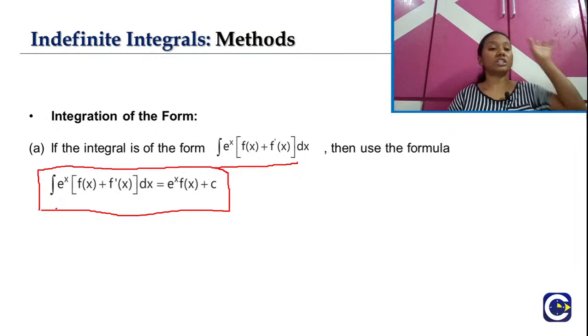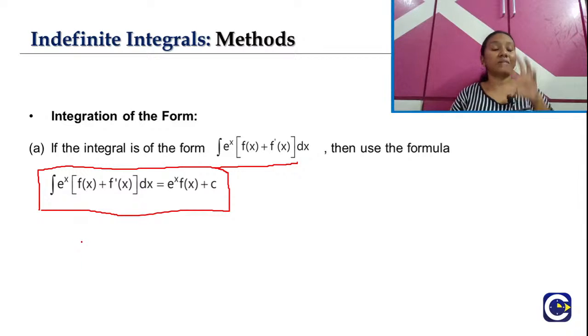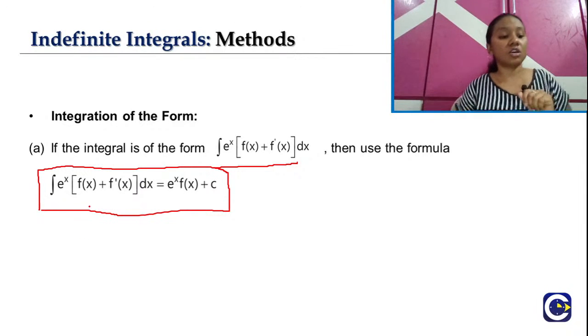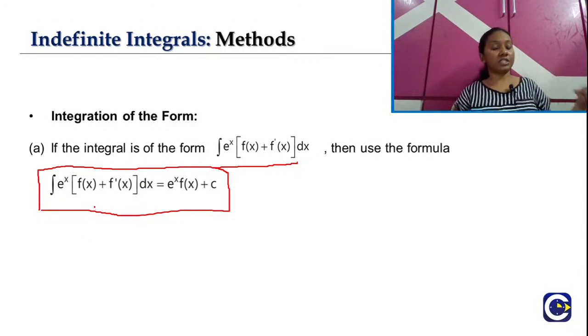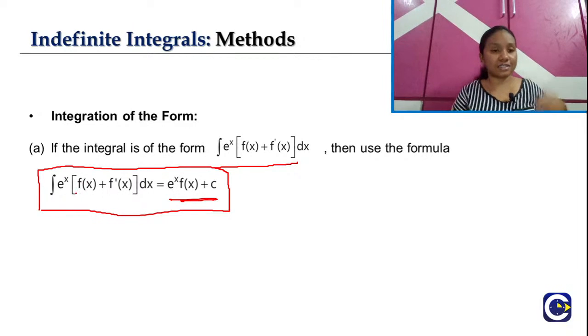So instead of doing that whole typical derivation, we can simply apply this typical form. Right. So if you see any integral of this form, we can directly apply this particular result and write the answer within seconds. So what is the function? It will be integration of e power x into f of x plus f dash x dx.